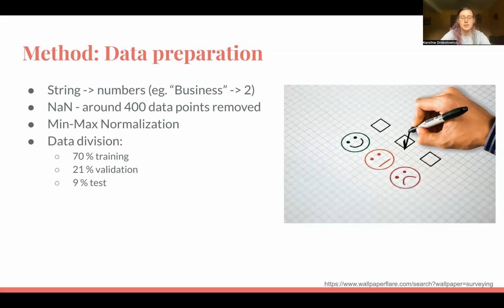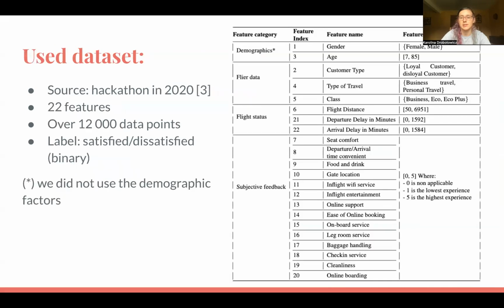Next, we performed min-max normalization because we know that it's really good practice when we deal with artificial neural networks. It helps to deal with different ranges as in our data set, as you can see here. There are very different ranges.